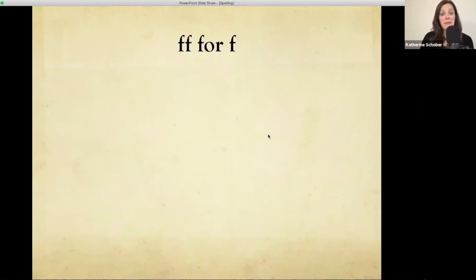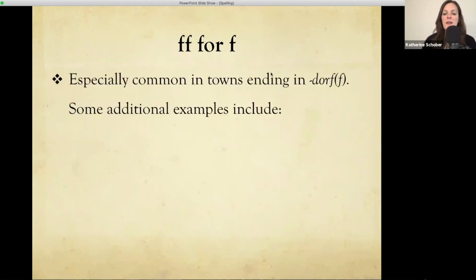Other variations you might see are a double F instead of just an F. This is especially common in towns that end in Dorf. So D-O-R-F means village. And sometimes in the past, you would see village written with a double F. So you might get the town ending in Dorf, either with a single F or a double F.